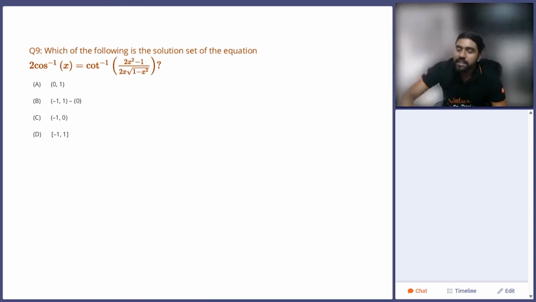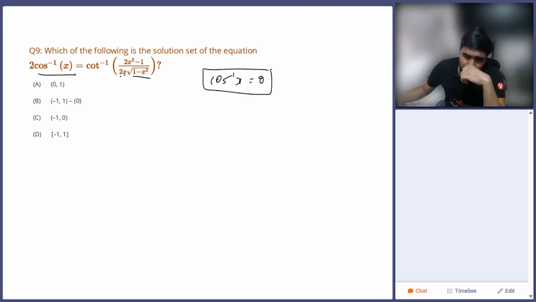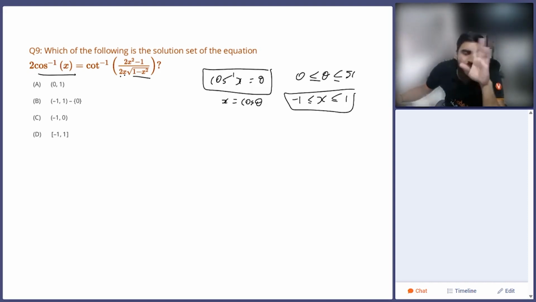Okay, moving on. What do we have over here? You have been told that 2 cos inverse x is equal to cot inverse of 2x square minus 1 upon 2x into root of 1 minus x square. Now this 2x square minus 1, 2 into x into root, and this cos inverse x, everything kind of points towards the substitution: cos inverse x is equal to theta or x is equal to cos theta, wherein obviously your theta will lie between 0 and pi, which indirectly means that your x has to lie between minus 1 and plus 1. This is a given condition.